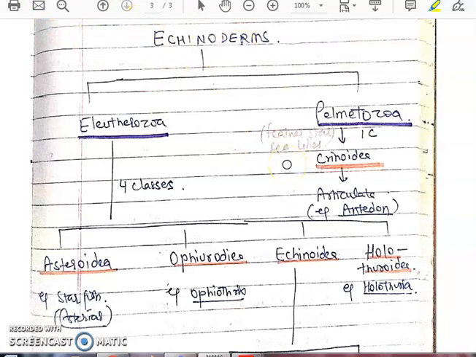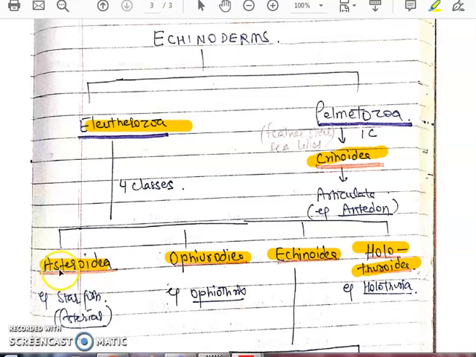Echinoderms are divided into two subphyla, Eleutherozoa and Pelmatozoa. Eleutherozoa contains four classes: Asteroidea, Ophiuroidea, Echinoidea and Holothuroidea. So we will study the larvae that are found in the life history of the members belonging to Asteroidea, Ophiuroidea, Echinoidea, Holothuroidea and, last, Crinoidea.